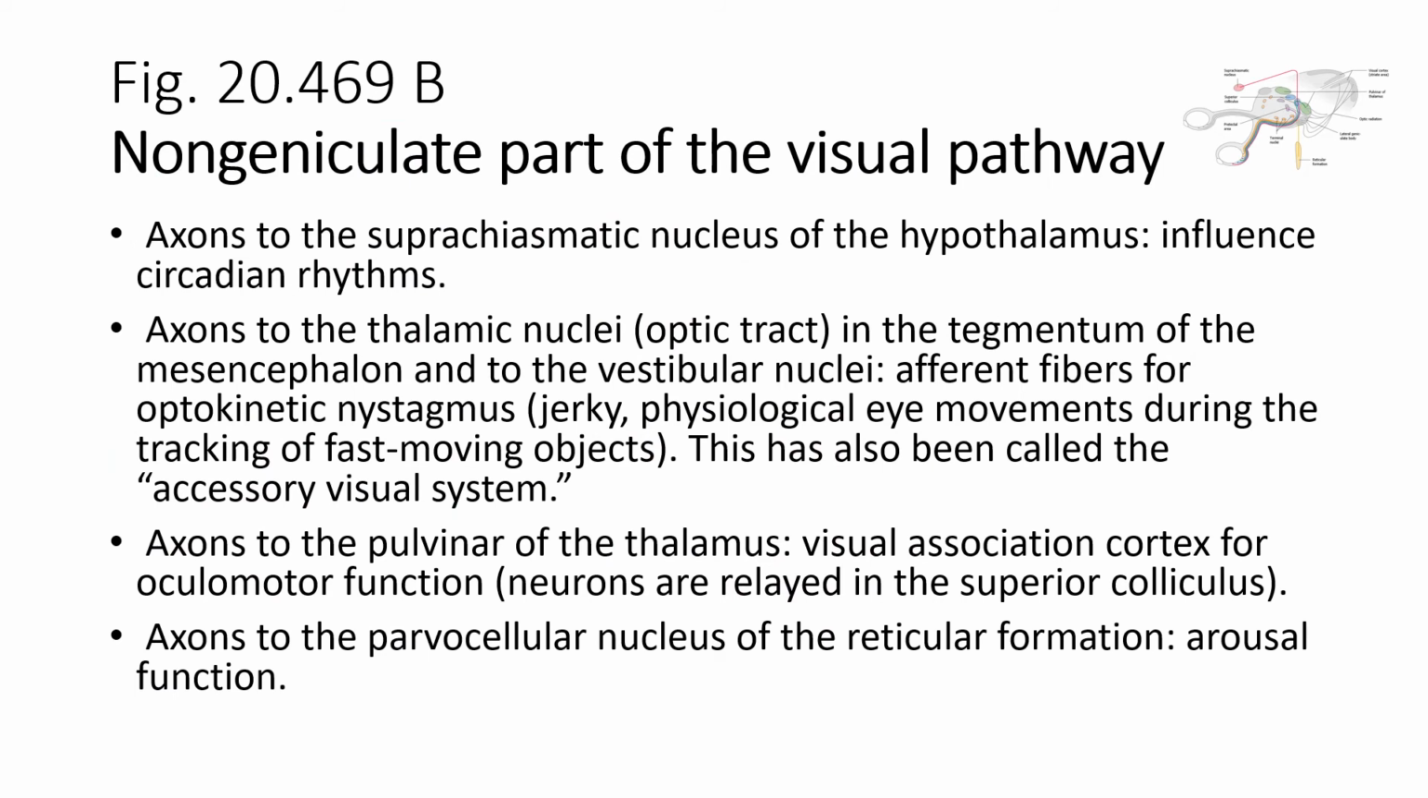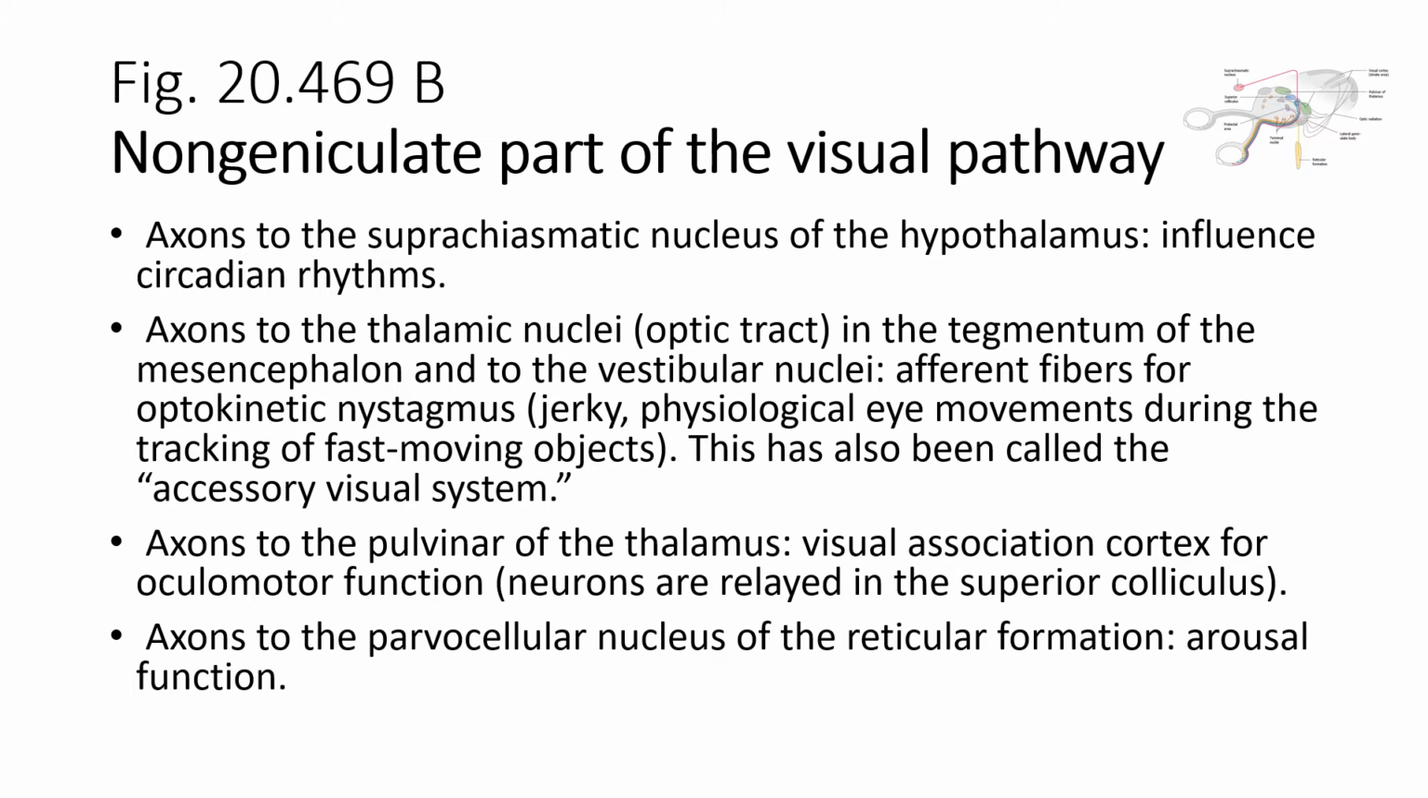So figure 20.469b is that tiny little picture on the right, and don't strain your eyes. I have a picture of it on the next slide really big, but I just wanted to let you know which one we're actually talking about here. So the non-geniculate part of the visual pathway. So not that lateral geniculate body or geniculate nucleus of the thalamus, but the 10% that's going to the other area. So axons to the suprachiasmatic nucleus.